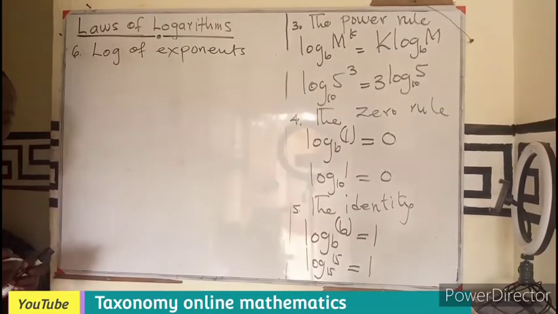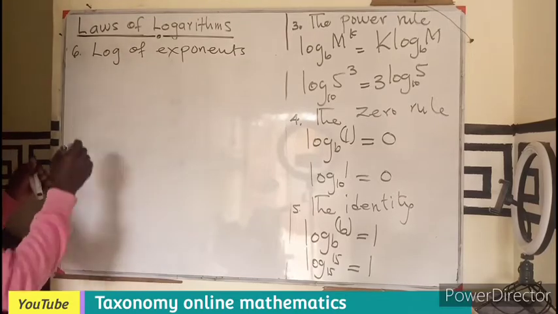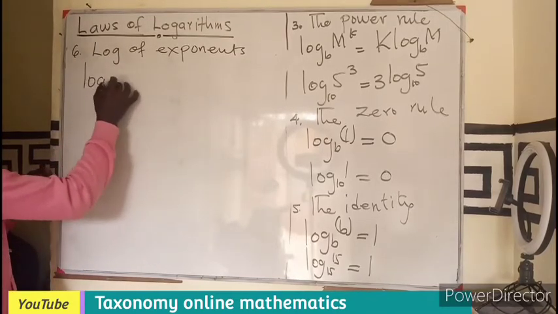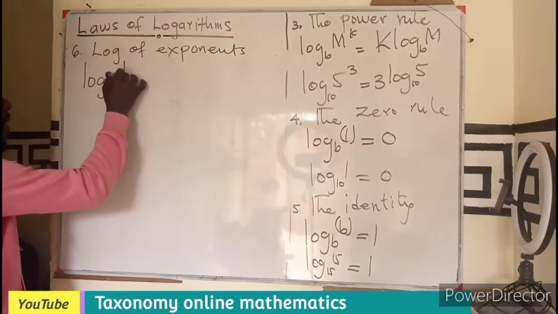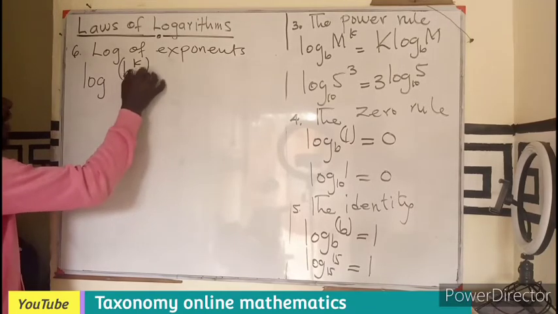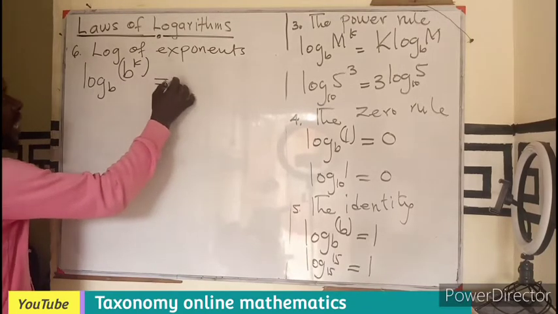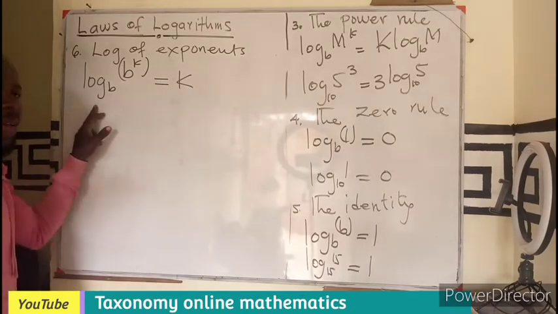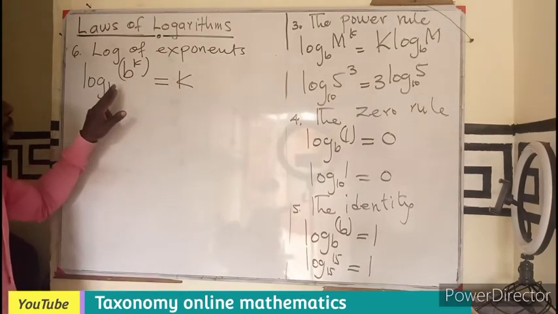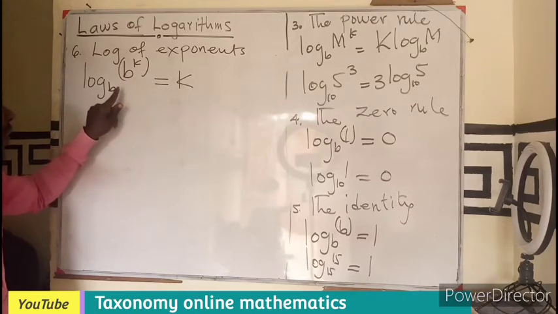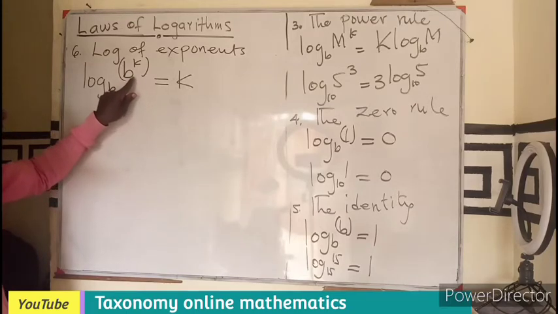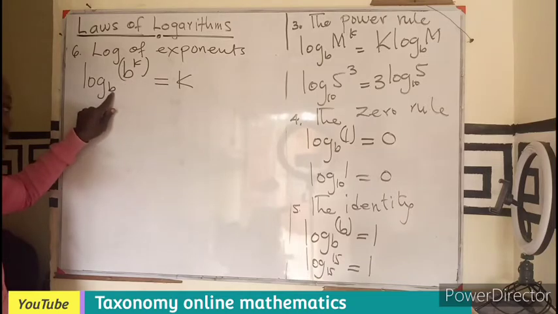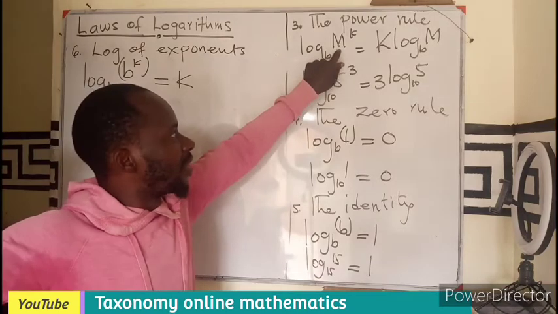The sixth one, we have log of what? Exponent. As in, let's say we have b to the exponent k, to the base b. We are saying the answer is k. This is the same as the power rule. The difference here is that the argument is the same as what? The base.